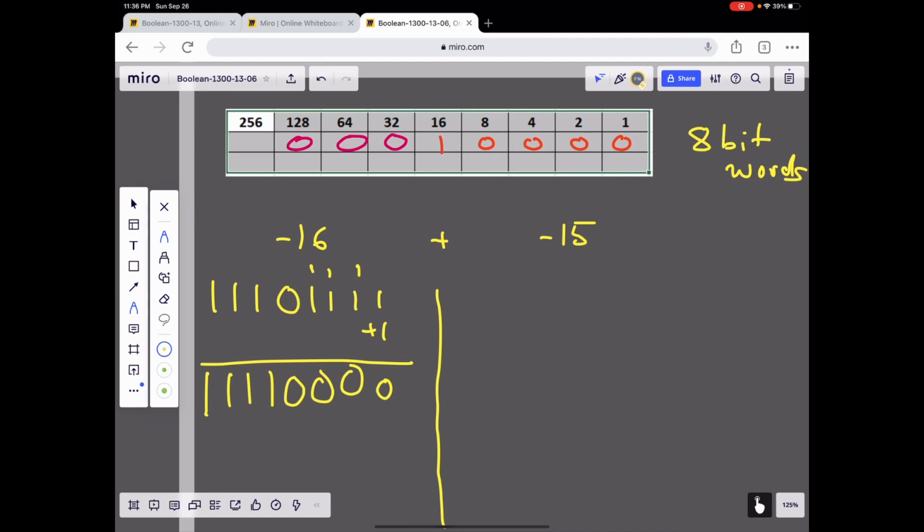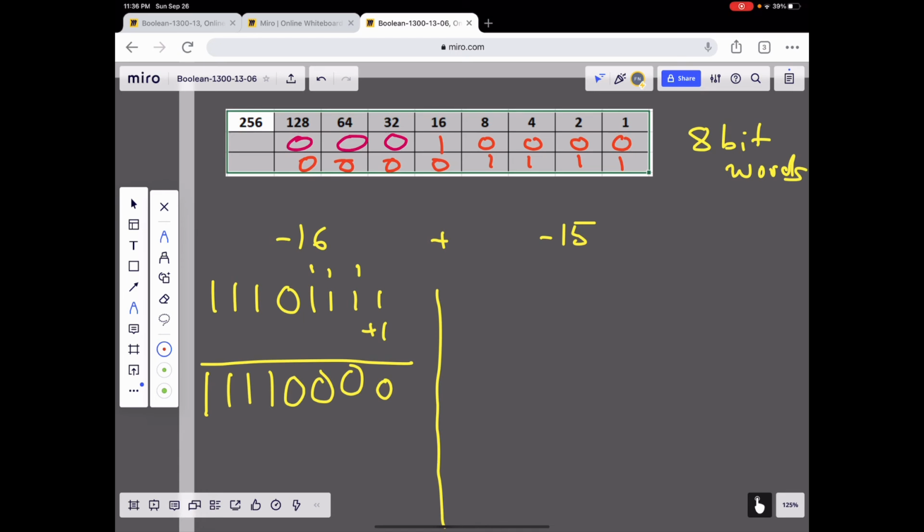And then for 15, you write out 8 plus 4 equals 12. So number 15 is 12. 12 plus 2 equals 14. 14 plus 1 equals 15. And then put 0s, 4-bit, 8-bit words in here. And then you convert.